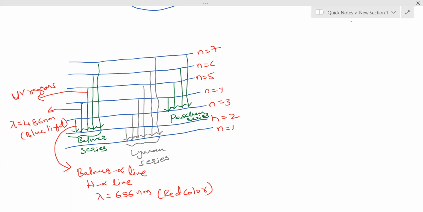So the energy of the emitted photon is equal to the energy difference between these levels. So for example, for this transition, the difference of energy between n equal to 2 and n equal to 5 will be the energy of the photon emitted with that particular transition.